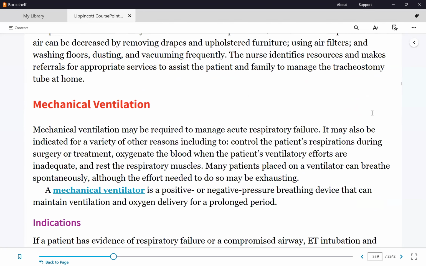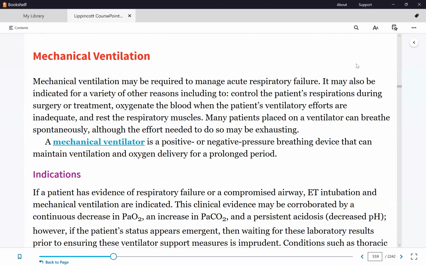So here's mechanical ventilation. Now, the mechanical ventilator really is a computerized bag valve mask, if you think about it. So if, let's say, we run out of ventilators, what can we do? How do we keep a patient alive? Manually bag the patient. Are we clear?